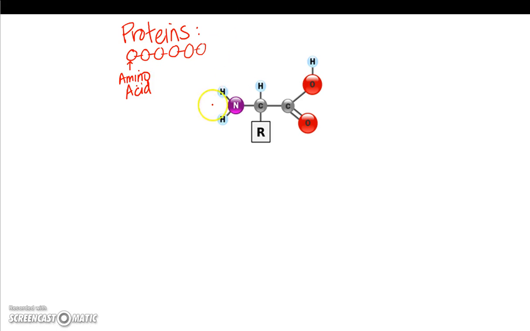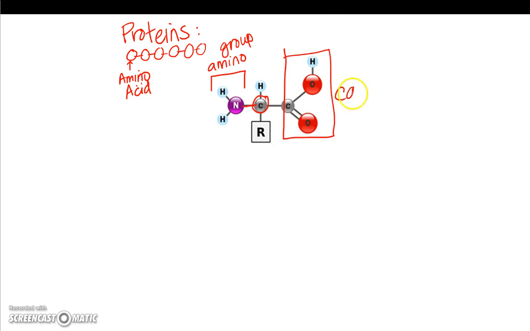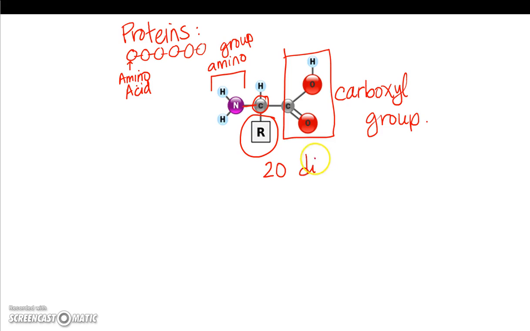Okay, so let's see. Right here, that's an amino group. Okay, you might remember that from our notes. And so you see that's bonded to a central carbon atom. And this part right here, this is a functional group. This right here is called the carboxyl group. All right, now this right here, there's 20 different types of amino acids that we find in living things. So 20 different amino acids.